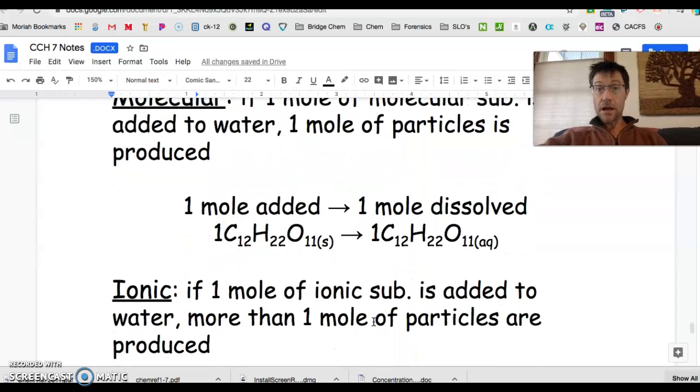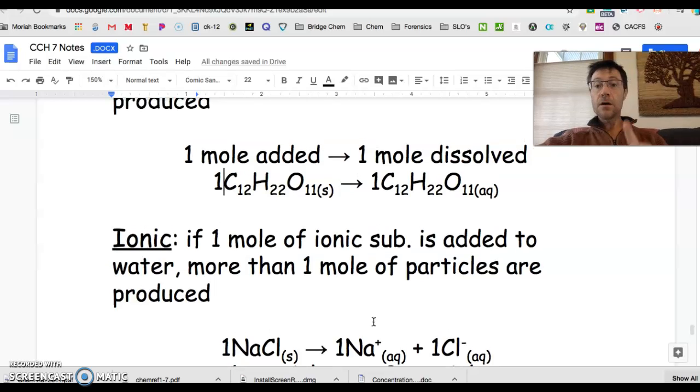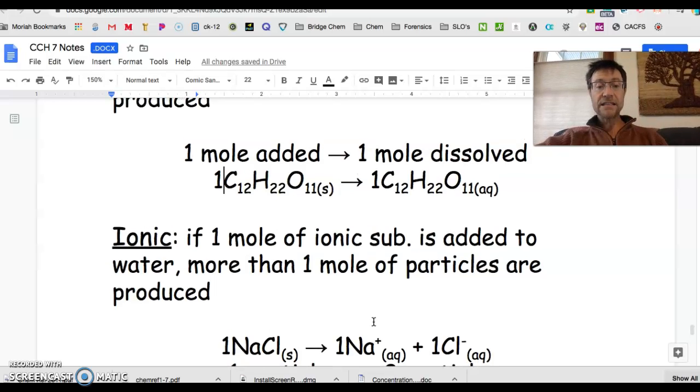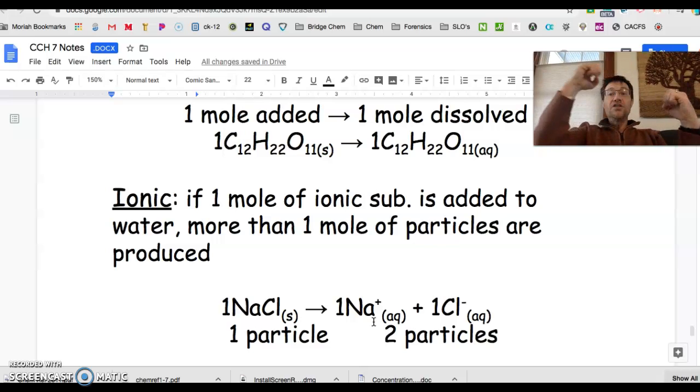Because look, ionic stuff is different. For ionic things, if 1 mole of an ionic substance is added to water, you will get more than 1 mole of particles. For example, let's look at this one. You see how if you add one NaCl, one particle of sodium chloride, and you put that into water, the water breaks it apart into 2 particles.